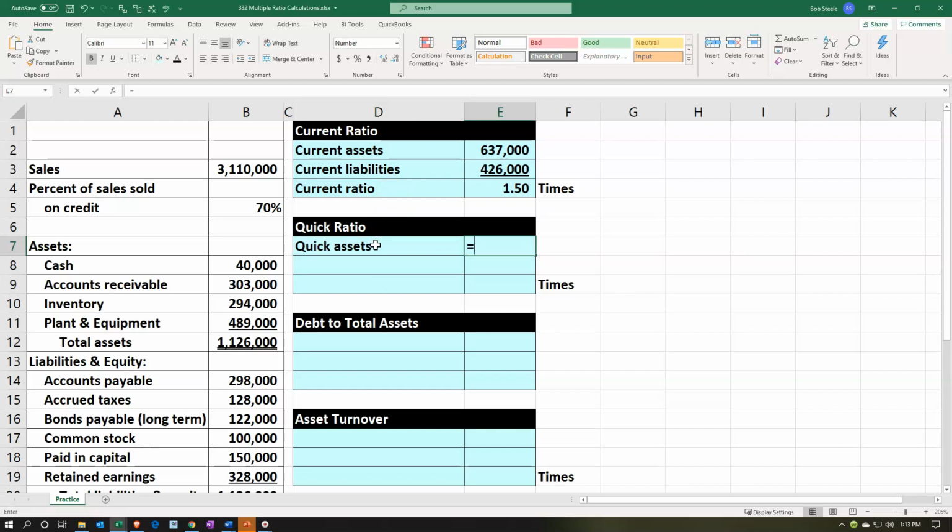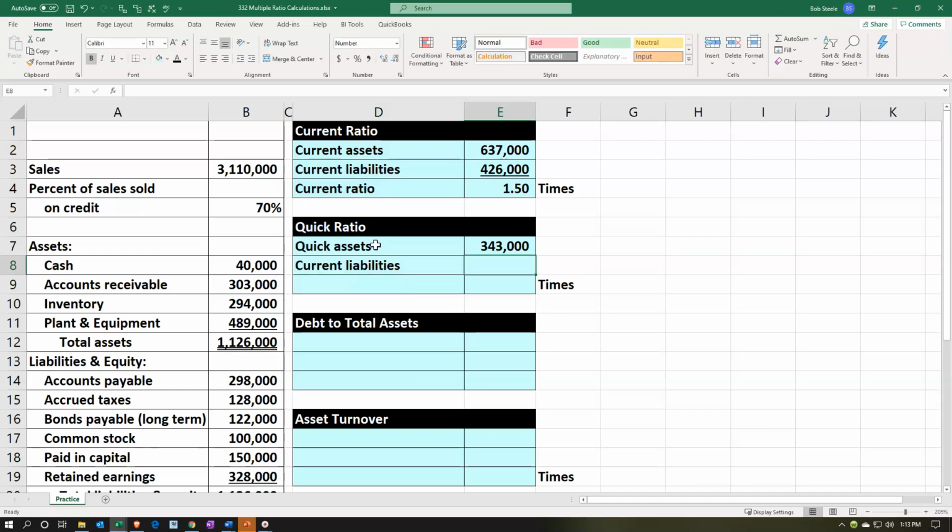And so I'm going to say this equals the sum of left, down, cash. I'm holding down shift, and accounts receivable, not including inventory. So I'm taking the current assets, but basically removing the inventory. And then I'm going to divide out on the denominator the same current liabilities.